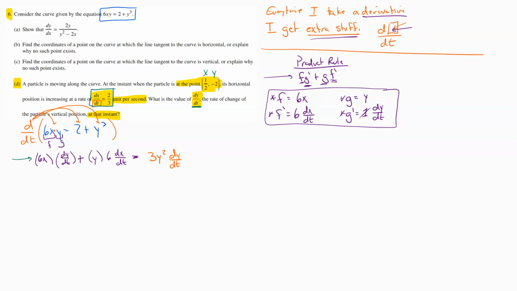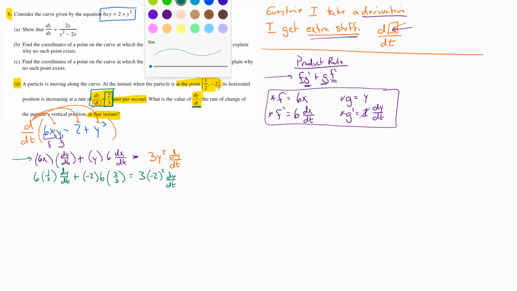So then working my way through this equation left to right, I'll plug in what I know. So I've got 6. X from that point was 1/2. dy/dt is what we're looking for, so that'll stick around. Plus y from our point was -2. Then we've got that 6. dx/dt was given to us as 2/3. That's going to equal 3. Again, we know what y is. y is negative 2 squared. And again, we're trying to find dy/dt.